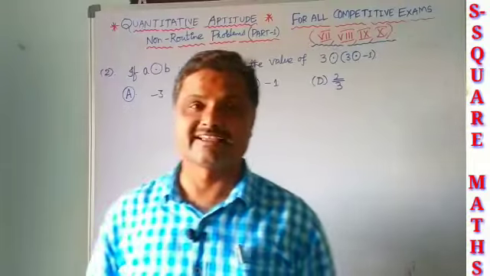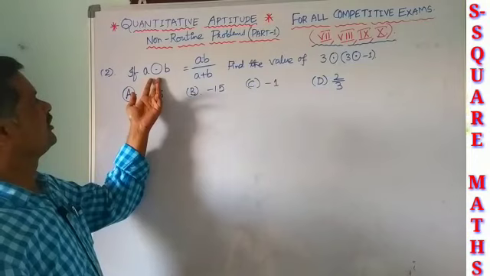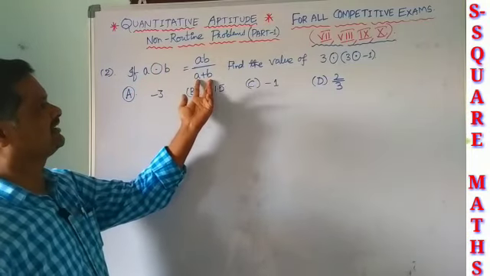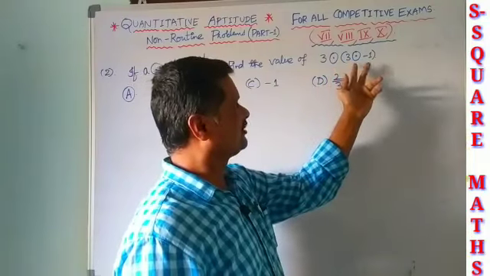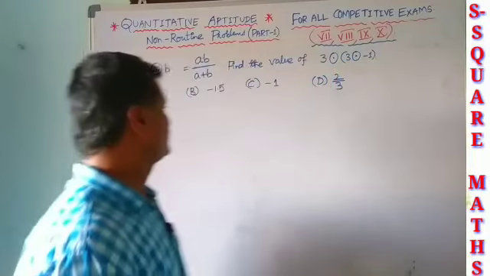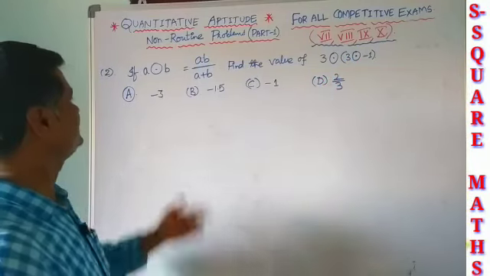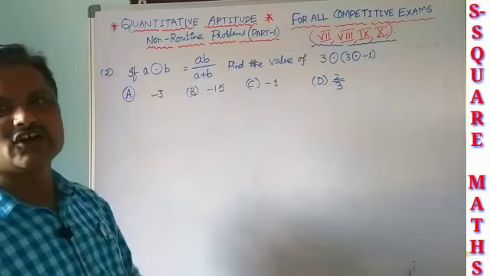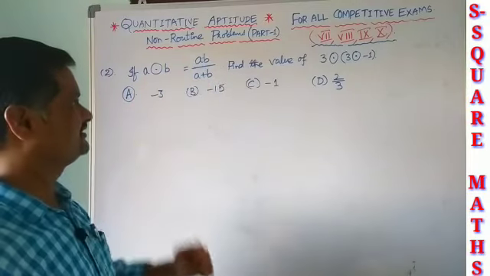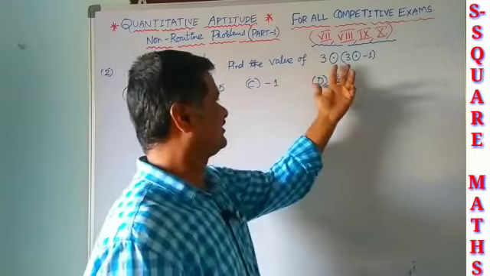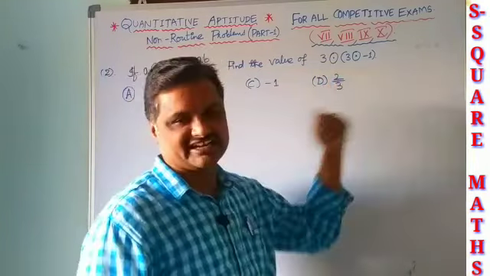Now the second problem. If A circle dot B is equal to AB by A plus B, find the value of 3 circle dot of 3 circle dot minus 1. In the previous case we defined star as a binary operation. Here circle dot is a binary operation between A and B. It is defined as AB by A plus B. Under these conditions we have to find out 3 circle dot of 3 circle dot minus 1.